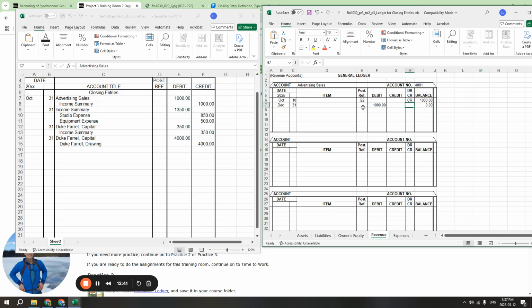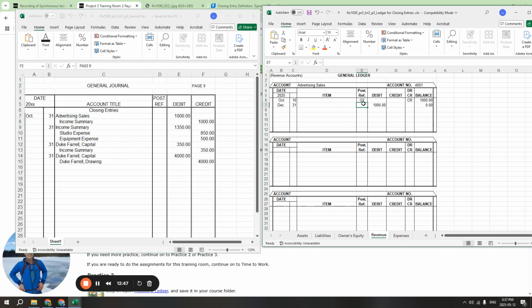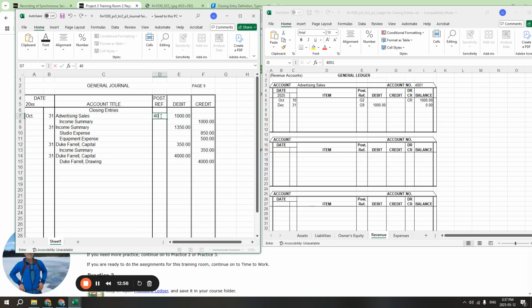All right. So where did this come from? This came from General Journal, page 9. So this goes as G9. We posted it into account 4001. We have to go back into sales and put in 4001 to let us know that we've posted that entry.